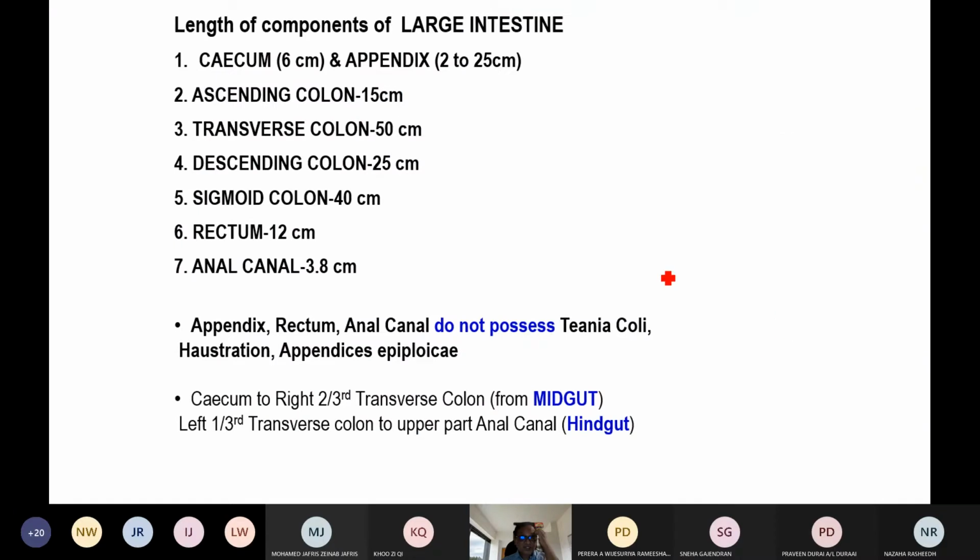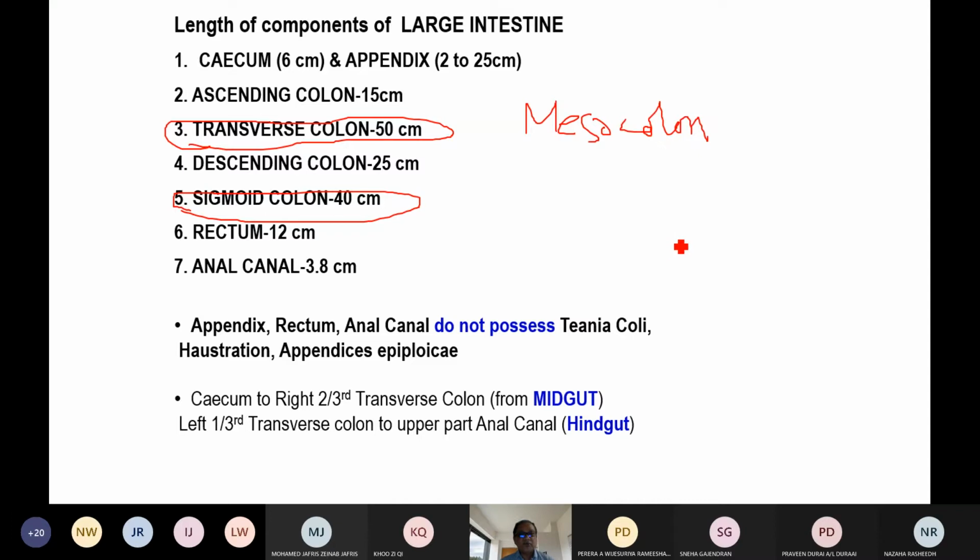Now, as far as the length is concerned, the largest one is naturally the transverse colon, and also the sigmoid colon. It means that if fecal matter has to remain for a longer time, it requires more movement, and requiring more movement, it requires some additional thing, and that is called mesocolon. So mesocolon is an apparatus mainly for mobility of a large part of the gut. Transverse mesocolon helps movement of the transverse colon. Sigmoid mesocolon helps in movement of the sigmoid colon.